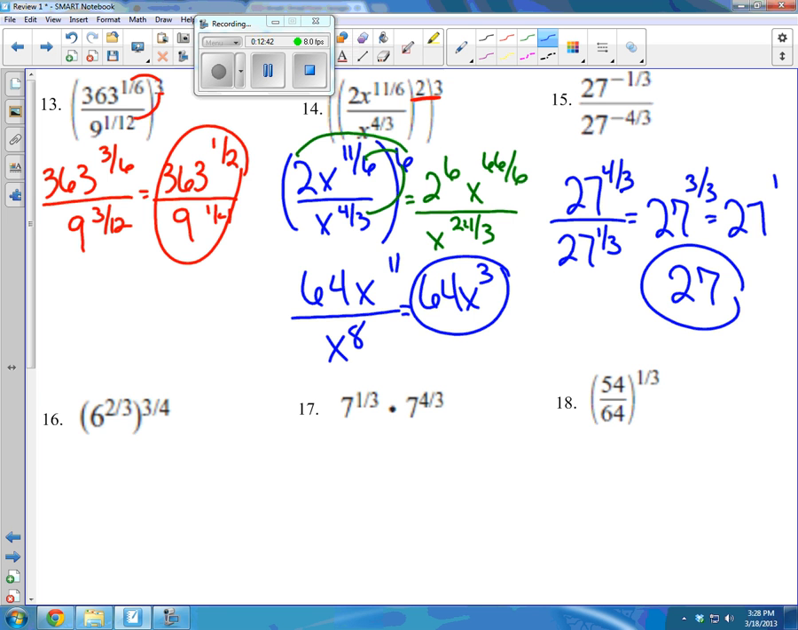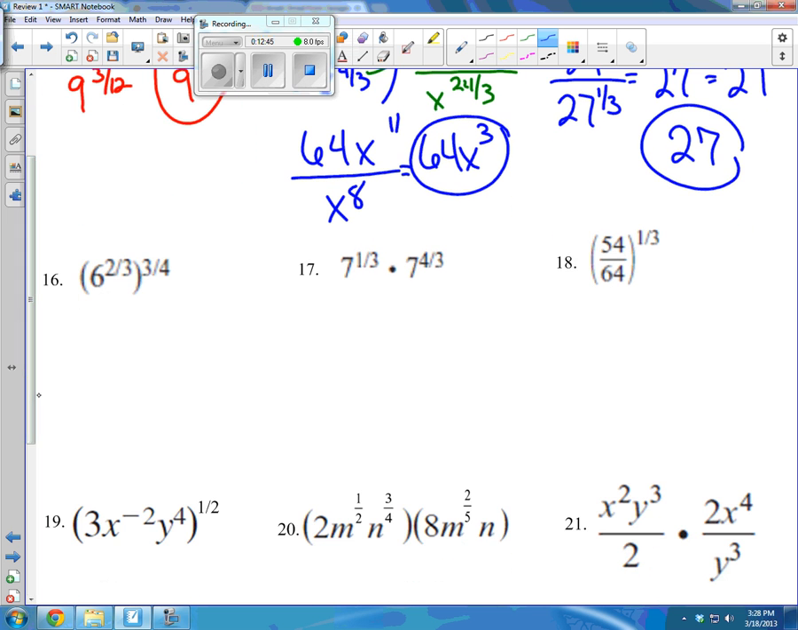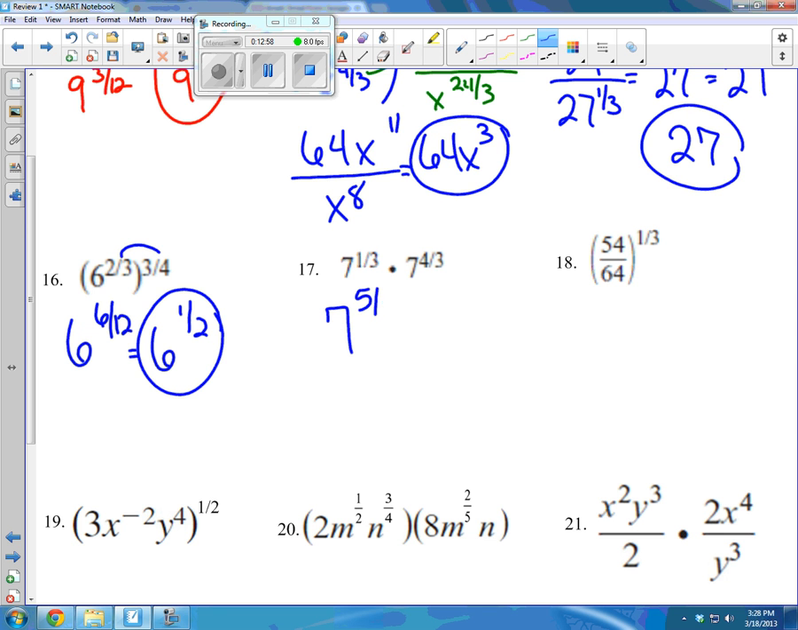All right, let's move to 16. So 16, I'm going to multiply the exponents. So when I'm done, I get 6/12s, which is 1/2, and unless 6 has a perfect square root, I'm just going to leave it. On 17, I'm going to add the exponents. So 1/3 and 4/3 is 5/3.